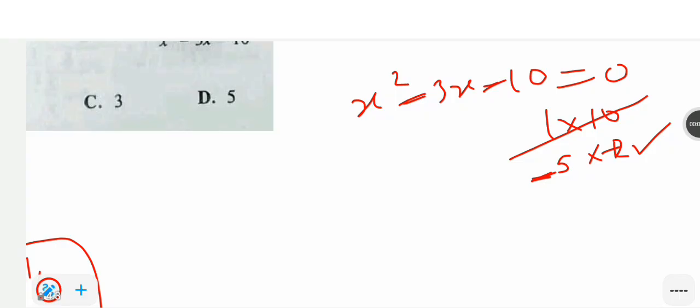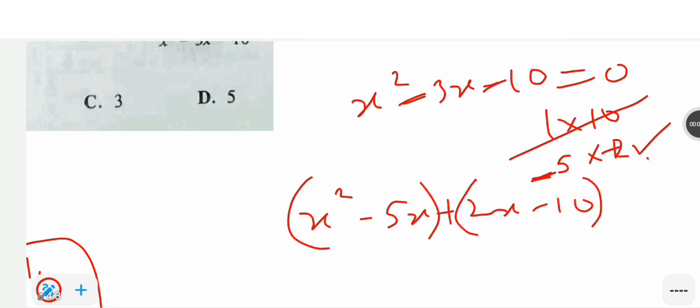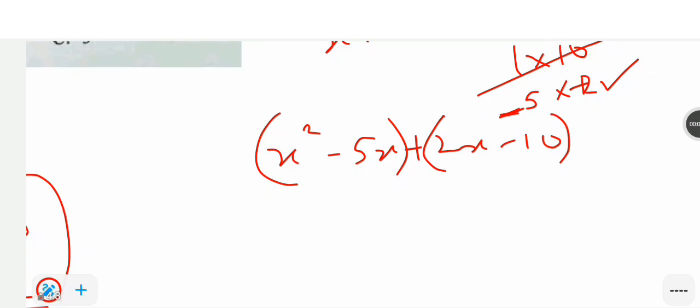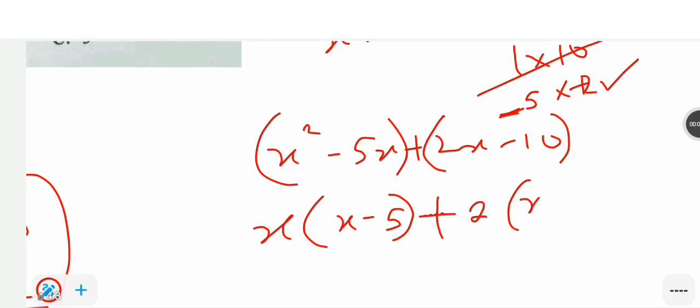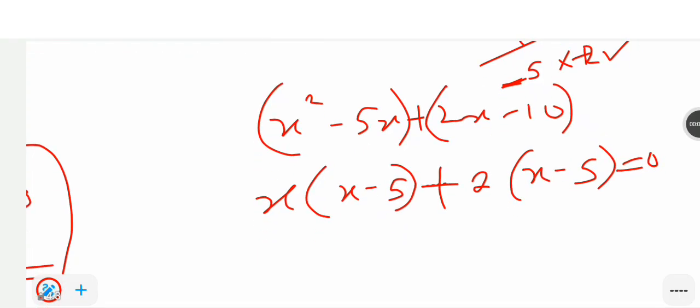So that will give you x squared minus 5x plus 2x minus 10. So this is what you factorize now. If you look at this one here, you can see x is common. It will give you x minus 5 plus 2 is common here. x minus 5. Everything equals 0. Then you have x minus 5, x plus 2.